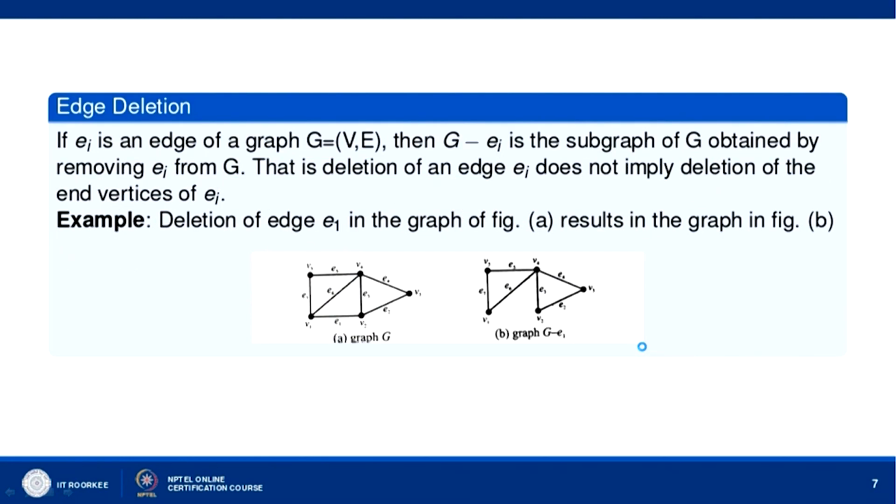Now, edge deletion: if E_i is an edge of a graph G equal to (V, E), then G minus E_i is the subgraph of G obtained by removing E_i from G. That is, deletion of an edge E_i does not imply deletion of the end vertices of E_i. Suppose we have this graph and we delete edge E1, this one. When you delete edge E1, only the edge is removed, vertices are not removed. So, we get this figure. This is the graph of G minus E1.